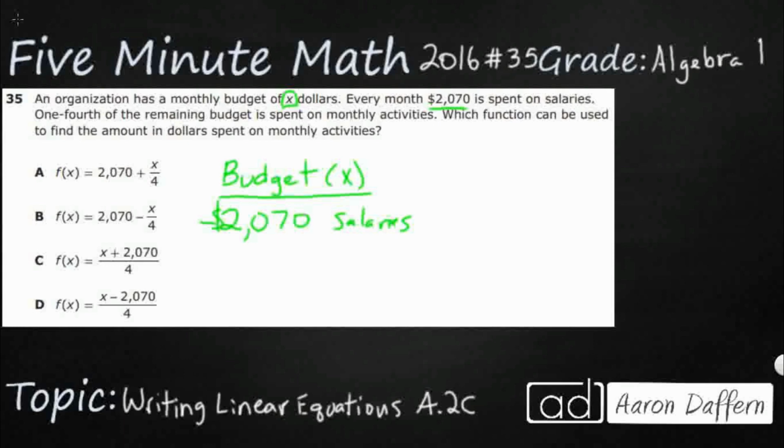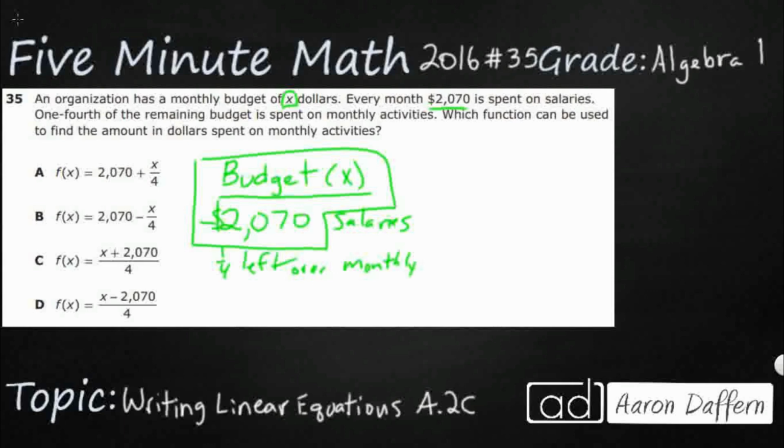So then we have 1/4 of the leftover. After you take away the $2,070 from the budget, whatever's left over, 1/4 of that is going to monthly activities. So how can we best represent this? So in this standard, what we're looking at are verbal descriptions. In this case, it's a written problem, and we're trying to match that to one of these things.